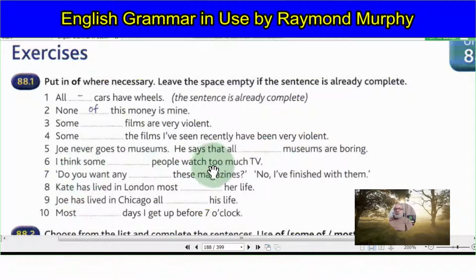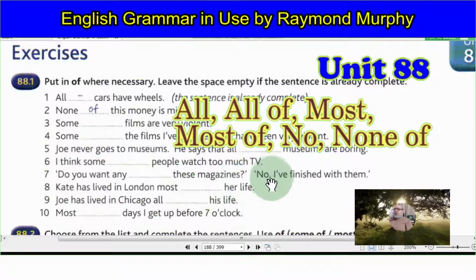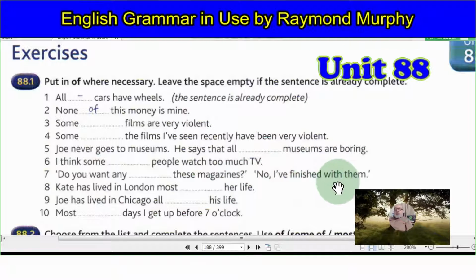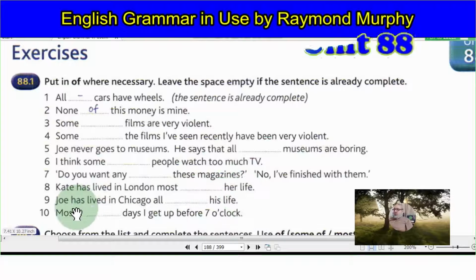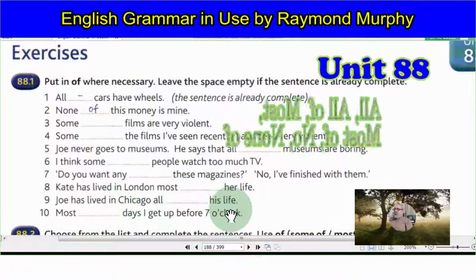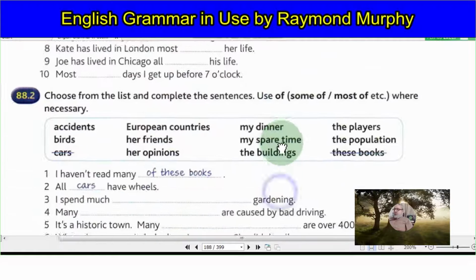I think some people watch too much TV. Do you want any of these magazines? No, I haven't finished with them. Kate has lived in London most of her life. Joe has lived in Chicago all his life. Most days I get up before 7 o'clock.